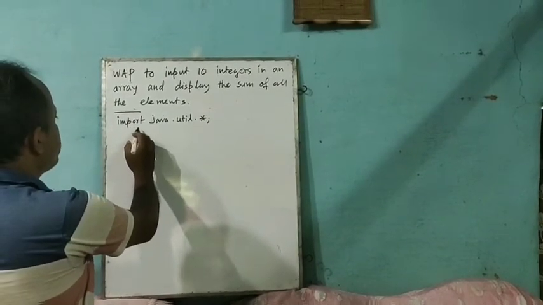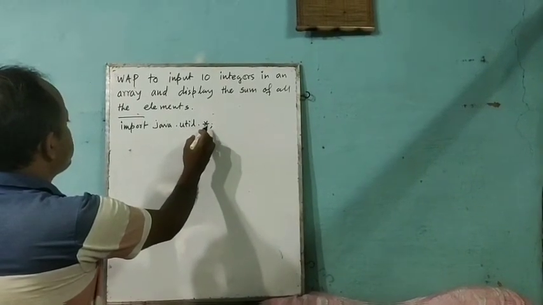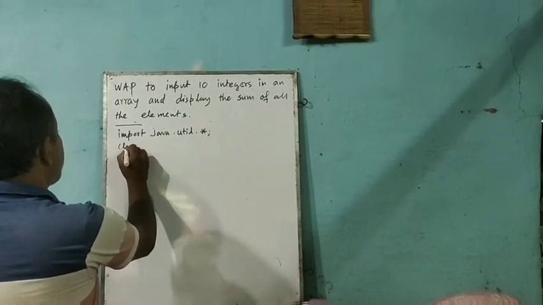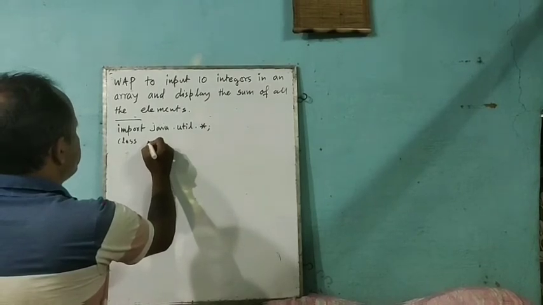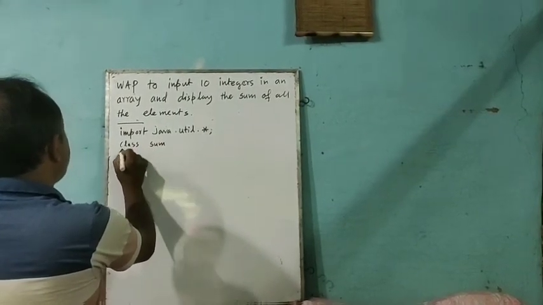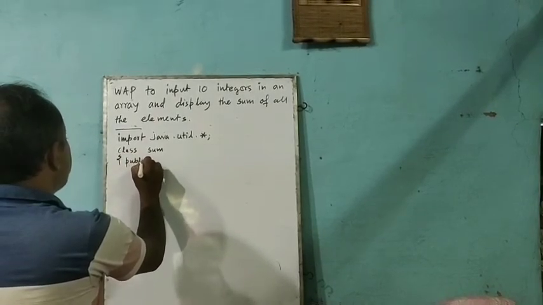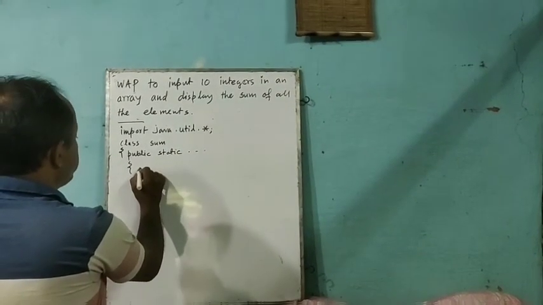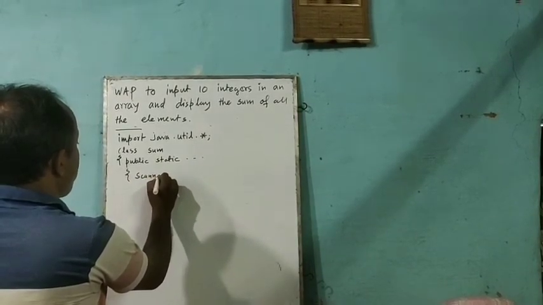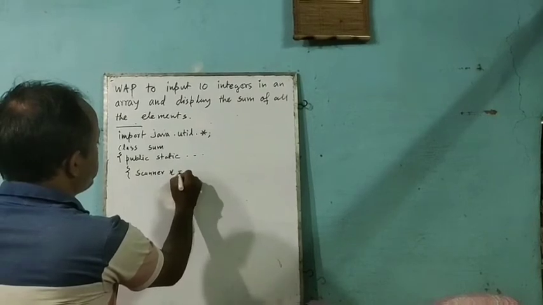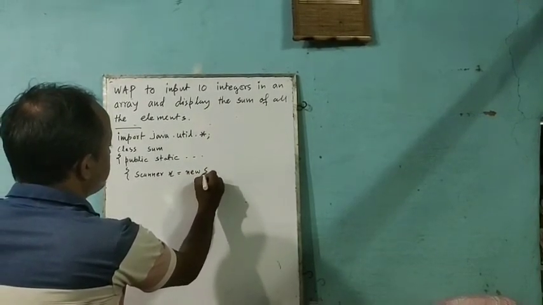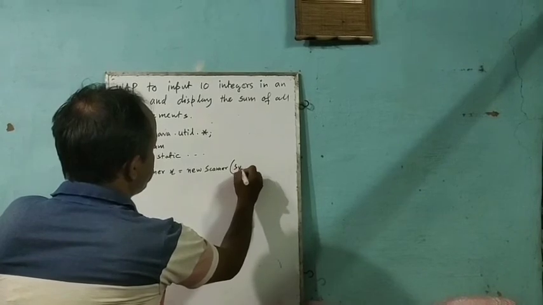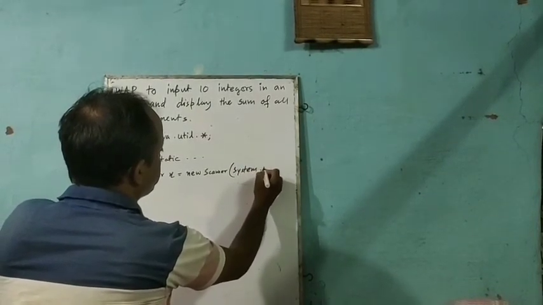So import java.util.*. We are going to use the Scanner class. class Sum, public static void main, Scanner x = new Scanner(System.in).